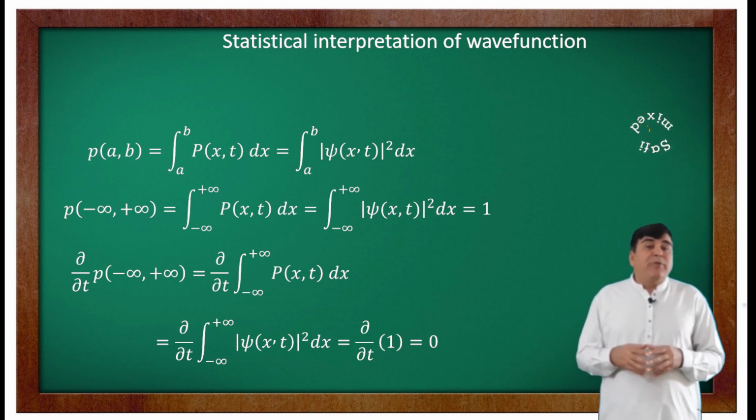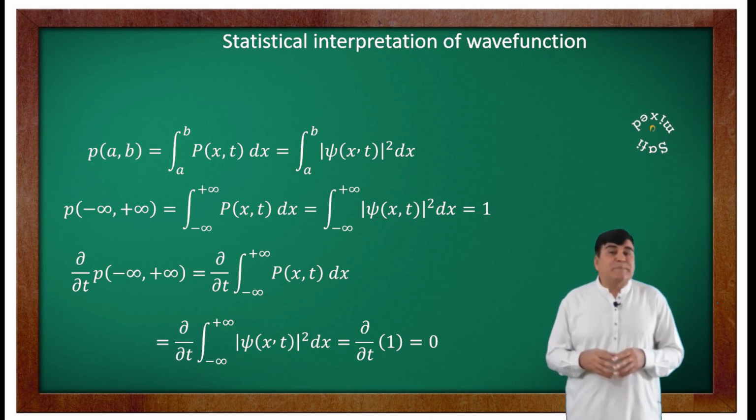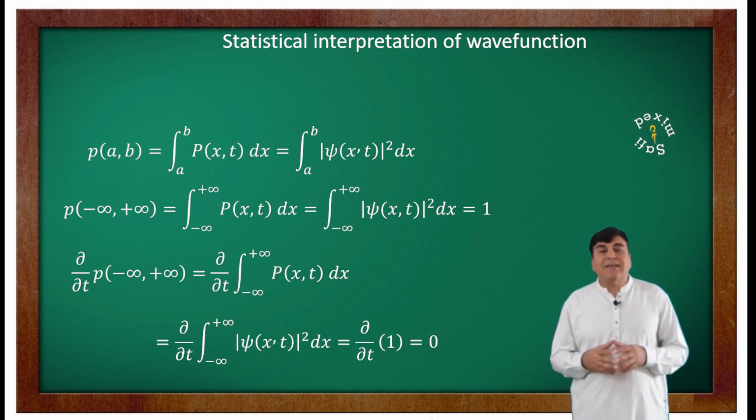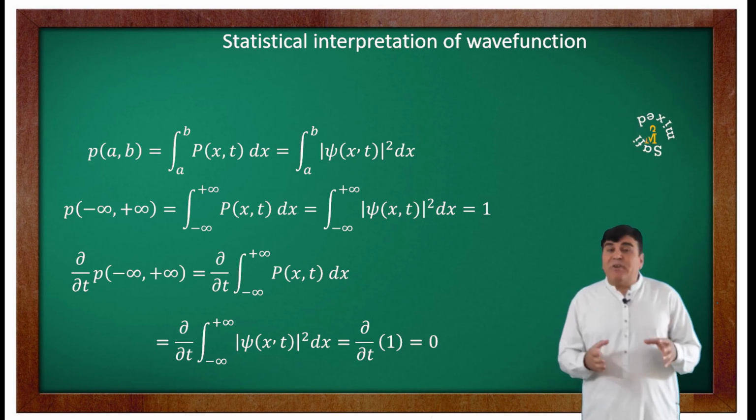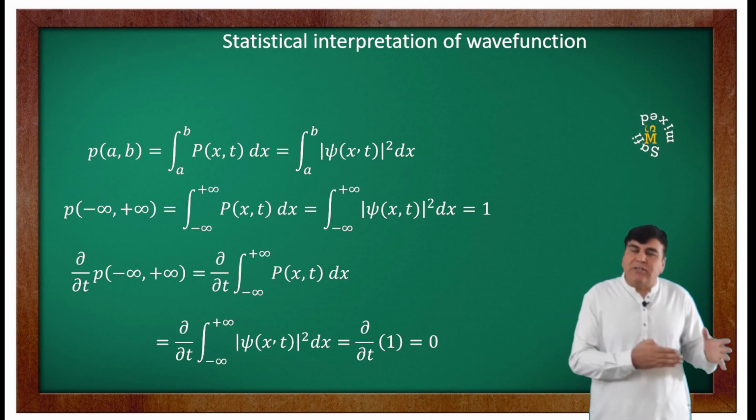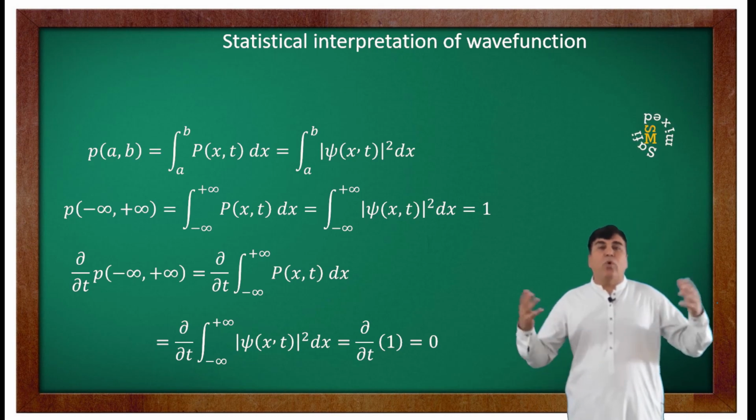This means that the probability of finding the particle in the whole space is independent of time. This must be so because it is 100% sure that the particle must be somewhere in the whole space.